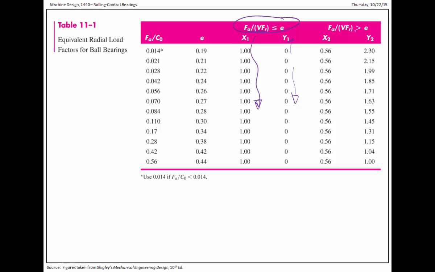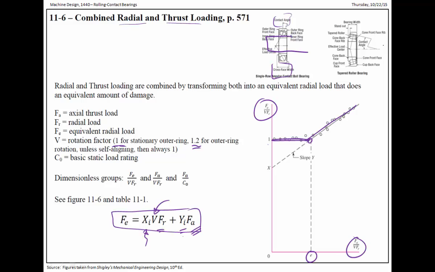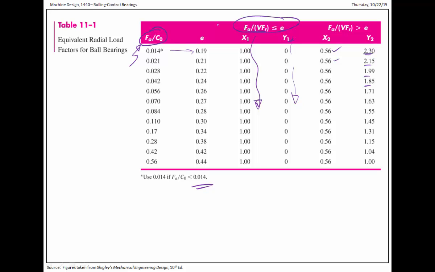If it's greater than E, now we have this distribution where we use like 56% of the radial load, and then the axial load will have an influence. And which parameter do you use? You base it on the axial load divided by the static load. That's the C0 you can get from the catalog, right? And then noting that if it's below 0.014, you just go ahead and use the value of 0.014. Because we're using this table, when we have to combine these, we're going to have to do an iteration of this table, which could be a little challenging.